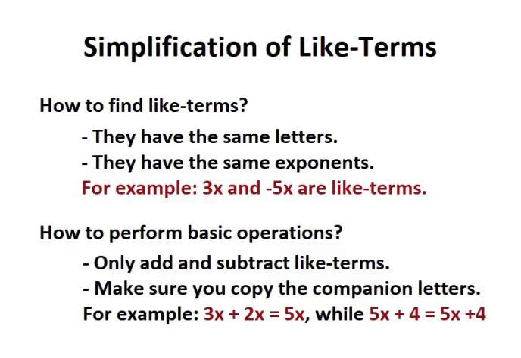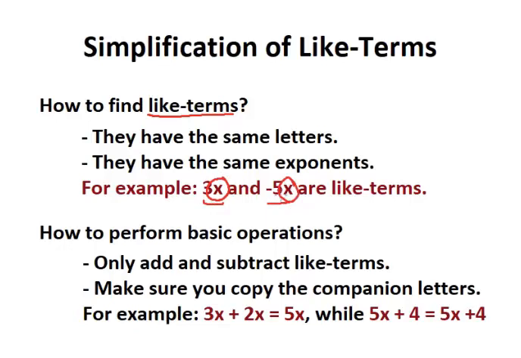Okay, we're going to learn how to simplify like terms. What is a like term? You can identify them when you see terms that have the same letters and terms that have the same exponents. For example, 3x and negative 5x are like terms. Why? Because they both share the same companion letter, which is x in this case.